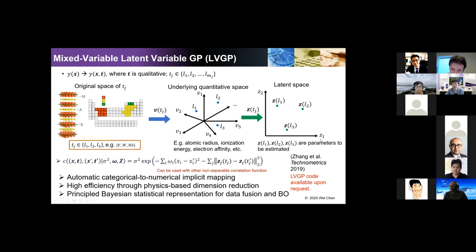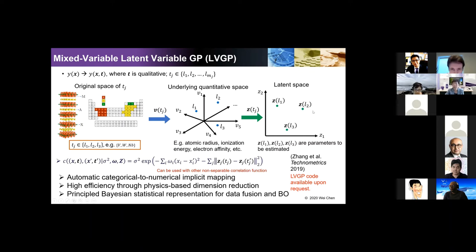And this latent space is much smaller. In our work, we found that two latent variables, two dimensions, is quite sufficient to capture very complex phenomena. Once this location is found, the distance tells us the differences in the design with respect to their impact on the performance of interest. So it is like a dimension reduction. At the same time, it also provides what we call a principled Bayesian statistical representation, because the Gaussian random process provides us uncertainty quantification at any location of interest.